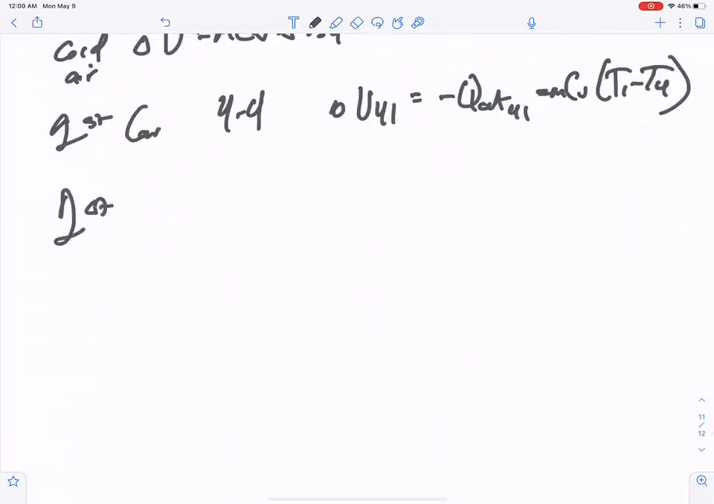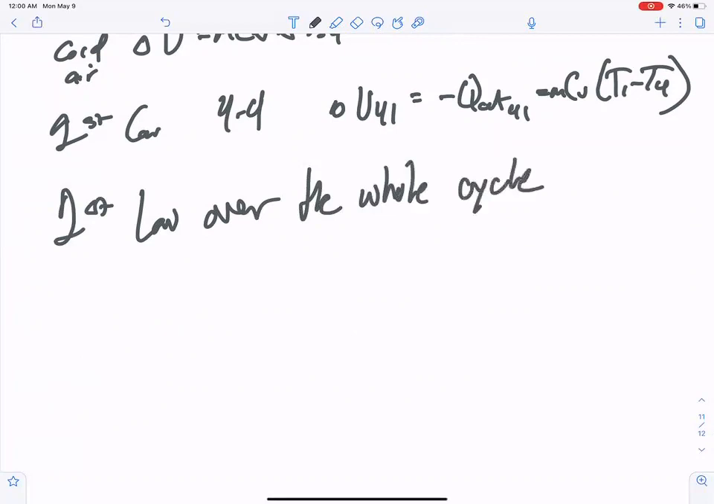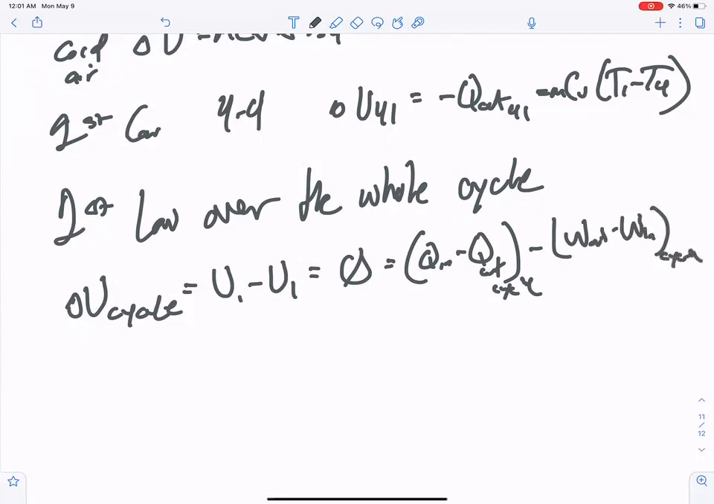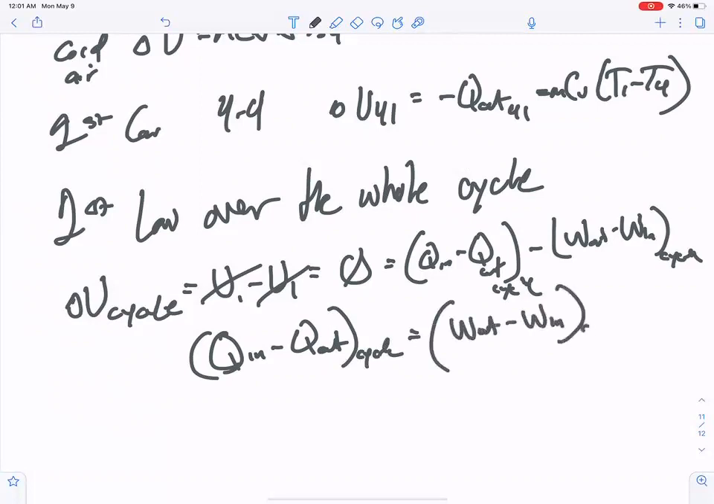Okay, and as a reminder, you can also do the first law over all the states over the whole cycle. That would mean delta U cycle equals U1 minus U1 equals 0 equals Qin minus Qout for the cycle minus work out plus work in for the cycle. So that's what the book does right away. They say because it's a cycle, the energy level of your working fluid does not change. So that means that the Qin minus Qout over every stage has to equal work out minus work in for the cycle.